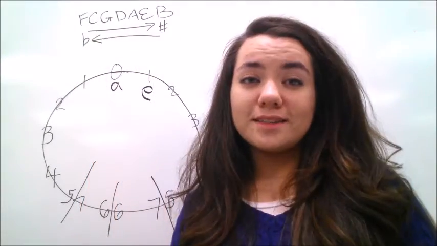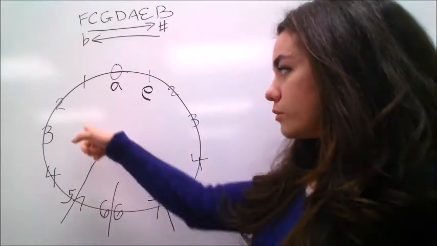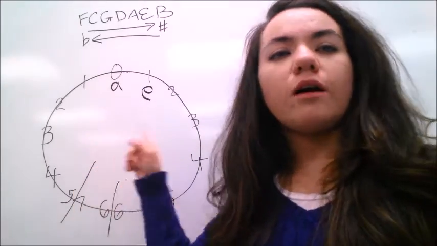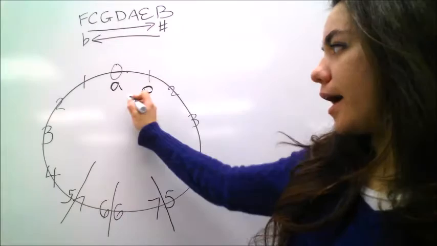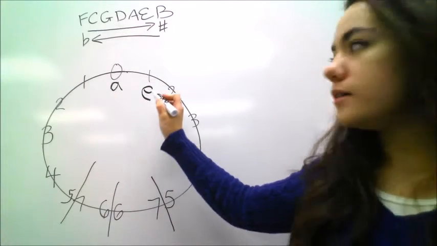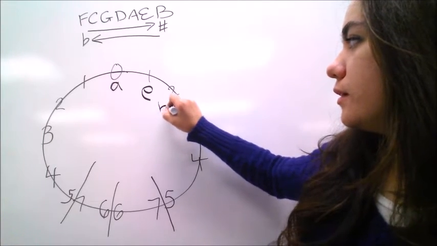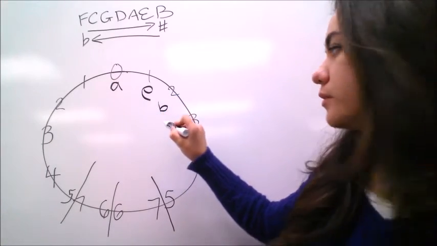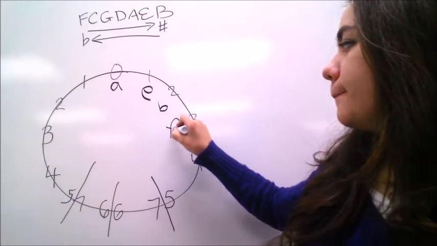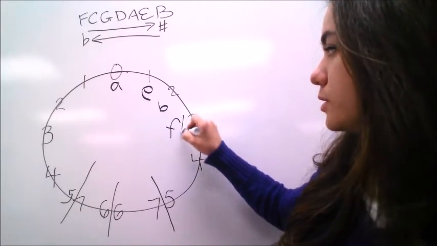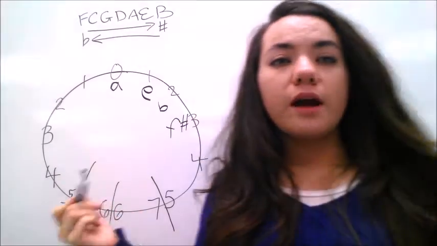This is where it gets easy because all of the tonal centers on the circle are a fifth apart. A up 5 notes is E. E up 5 notes is B. B up 5 notes is F. But this F has to be sharp. How do I know that?